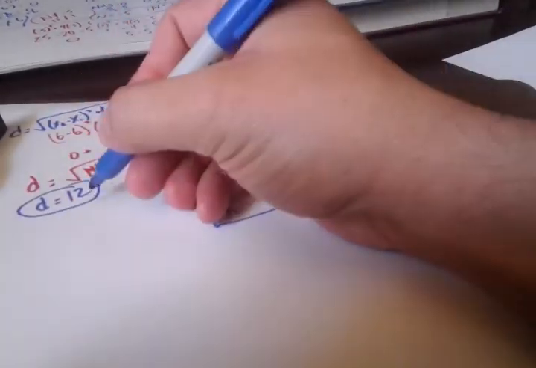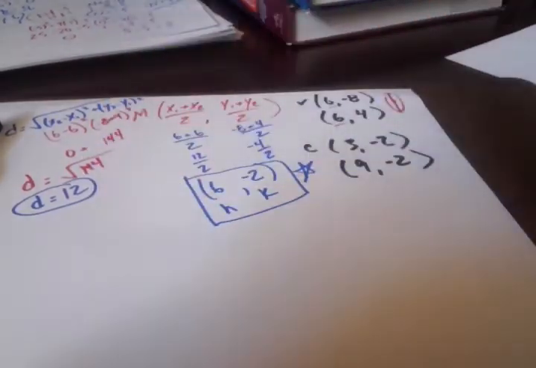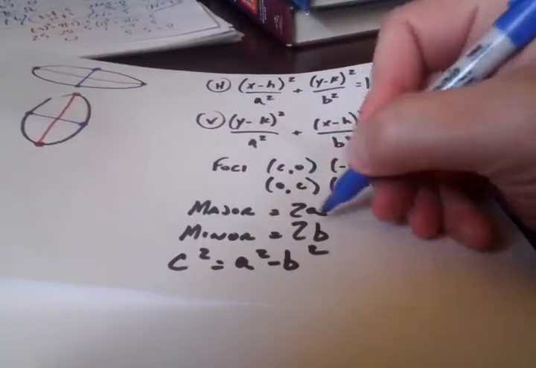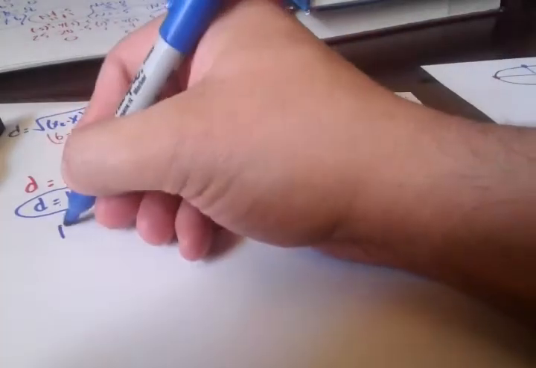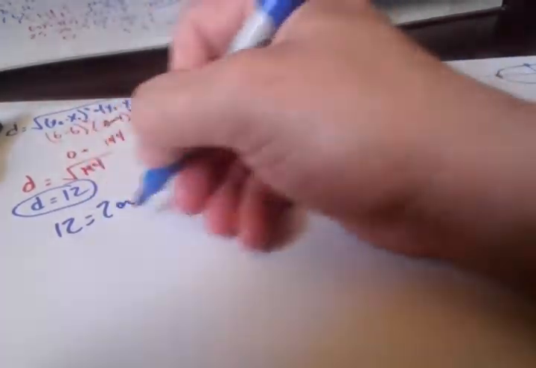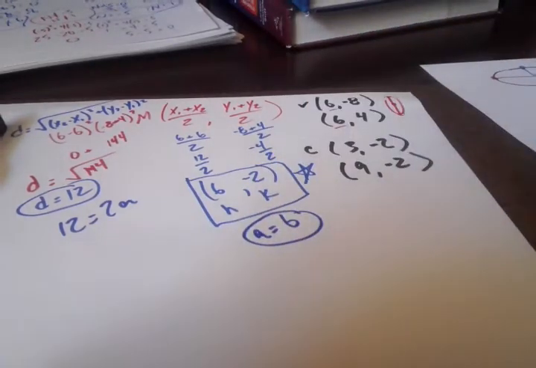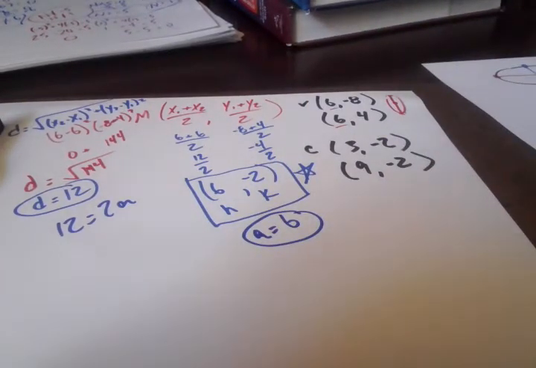So if I take my 12 and set it equal to 2a, 2a was the major axis. So if I say 12 equals 2a, what does a equal? Well, a is 6. So let's put a equals 6 down here below our h and k.